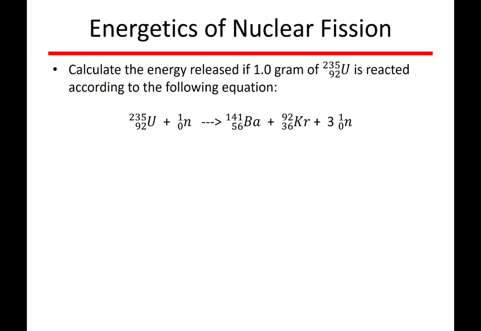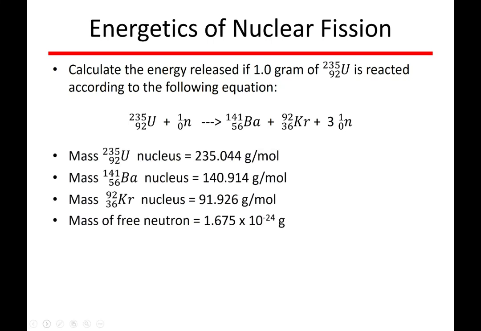In this example, we're asked to calculate the energy that will be released if you were to react 1 gram of uranium-235 according to this fission reaction. In order to solve this problem, you have to be given the masses of all of the species that are part of this reaction. So here we're given the mass of the uranium-235 nucleus, the barium-141 nucleus, and the krypton-92 nucleus, as well as the mass of a free neutron.